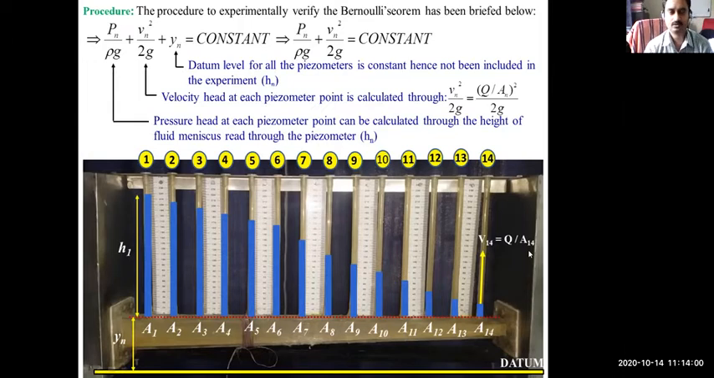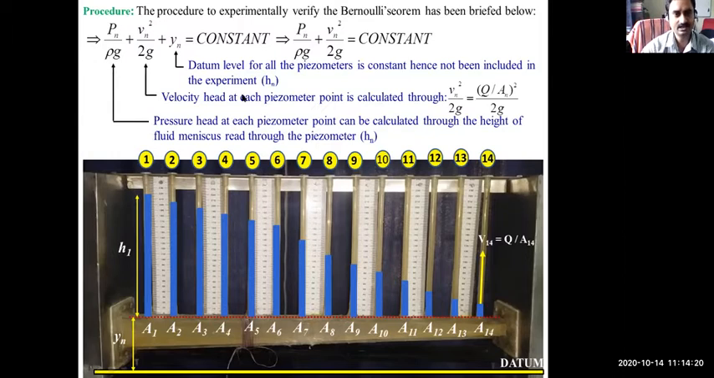So the discharge will be calculated, and once the discharge value is known, you divide it by all these cross-sectional areas. You will get the velocities. That is how you can get the pressure head and the velocity head at all the piezometric points. I hope if this slide is clear, then the entire experiment is clear to you.